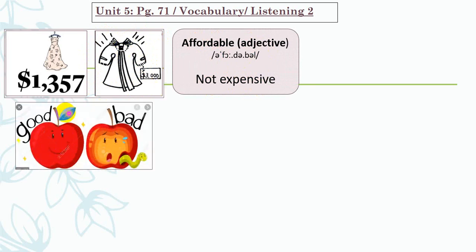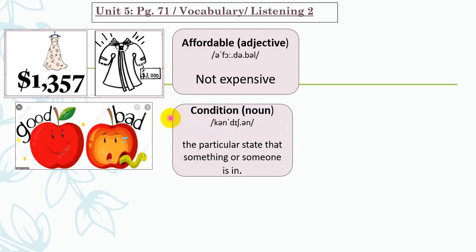What do you see? Oh my god, this apple is smiling, it's good, and this apple is worried and upset because there's an insect inside it and it's bad. Are you going to eat this apple? No, you're not going to eat it. So something is in good condition, it is not damaged or broken, or something is in bad condition. This is called the state in which that thing is. It can be a thing, it can be a person as well. So the particular state that something or someone is in, like the apple is in good condition, the apple is in bad condition, your mobile is in good condition, or your mobile is in bad condition. So it's a noun. Okay.